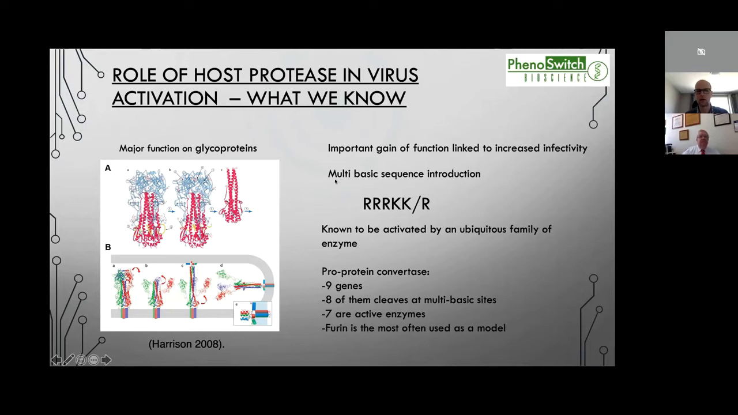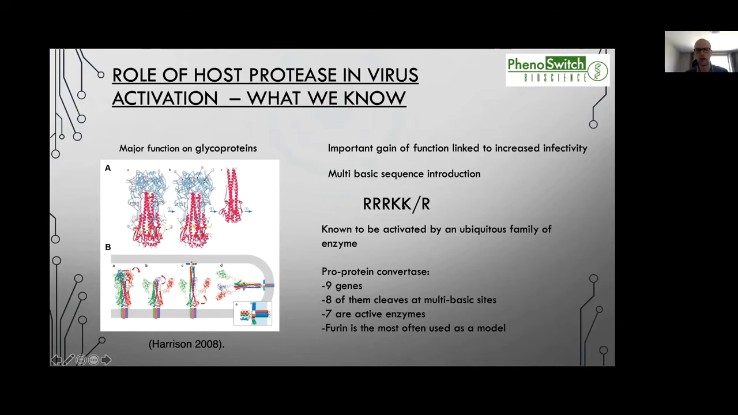It's the introduction of a multibasic sequence in that loop over there. You have an example there. And it's known to be activated by a family of enzymes that's ubiquitously expressed, named proprotein convertases. There's actually 9 genes. 8 of them are able to cleave at this kind of site, and 7 of them are actually active enzymes.